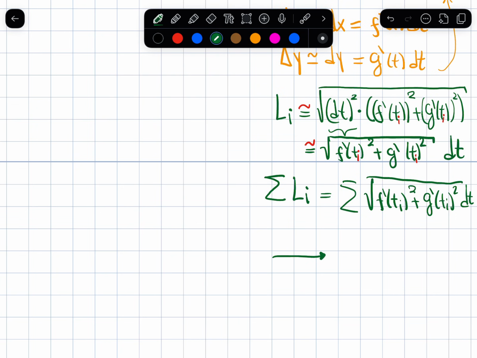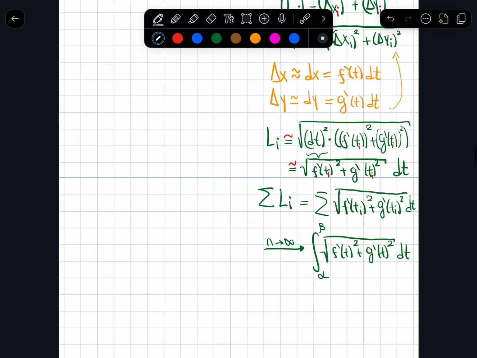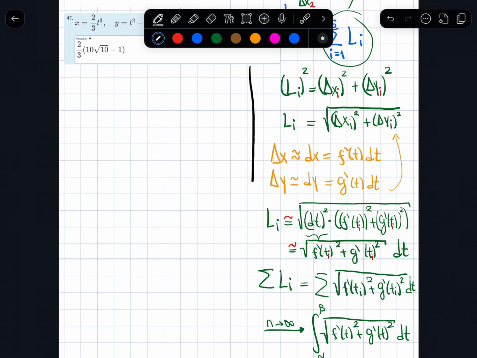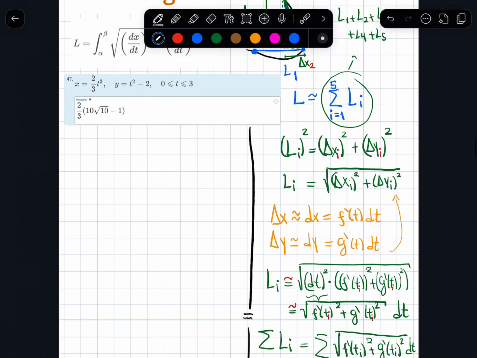So as n goes to infinity, n being the number of divisions, this turns into the integral for arc length from alpha to beta that we were talking about, the square root of f prime of t plus g prime of t squared, both of them. So this is the idea. Like I said, the proof is a little roundabout. You don't have to know this proof. All you have to know is the formula.